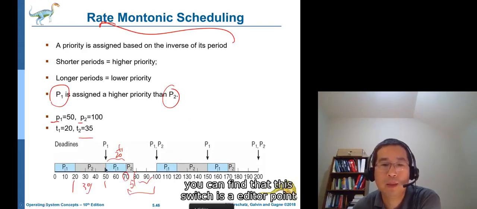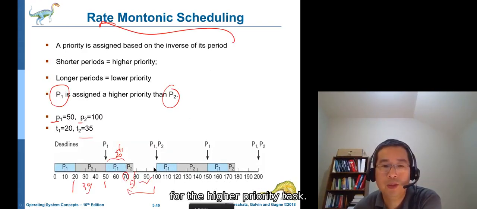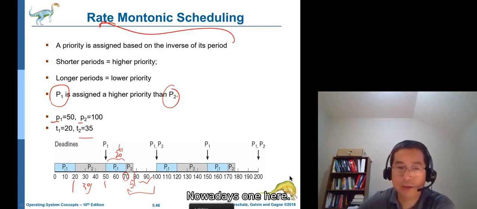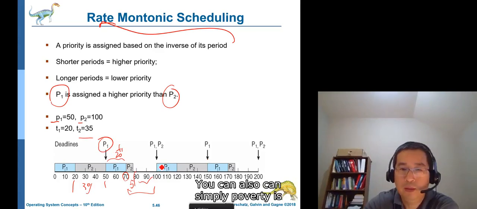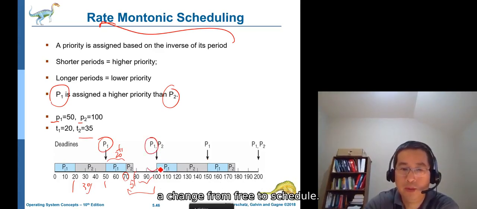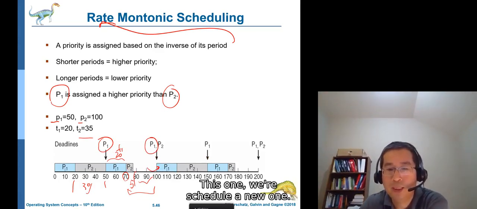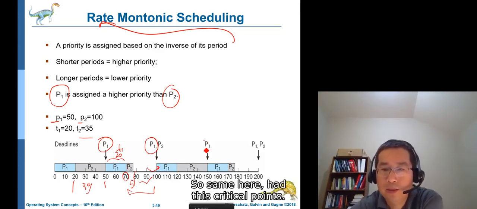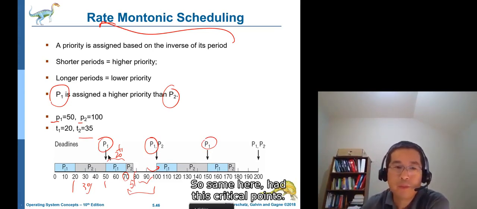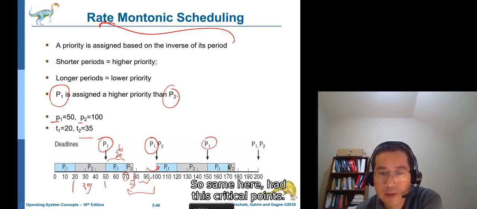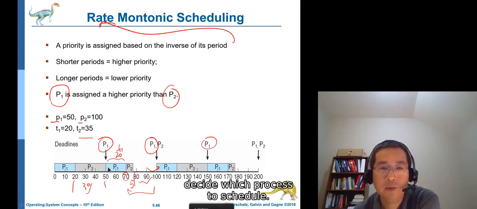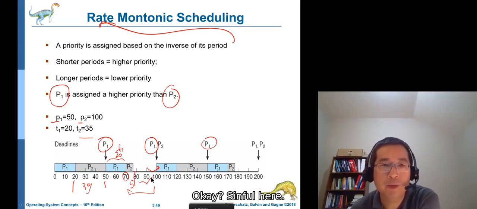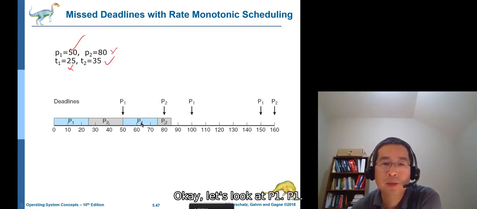High priority task. So that means you can only find the switch at the point for the higher priority task, like this one here. And here, no. You can also think about the change because it's from free to schedule. That means this one will schedule a new one. So same here, right? So at these critical points, you need to be careful to decide which process to schedule. Okay. Same for here, right?